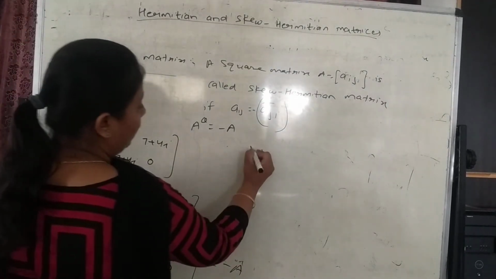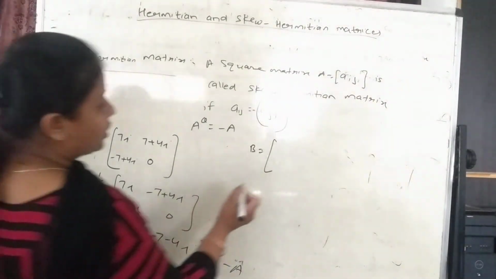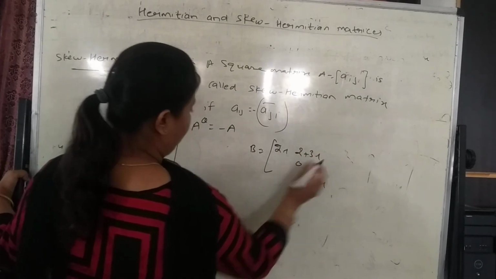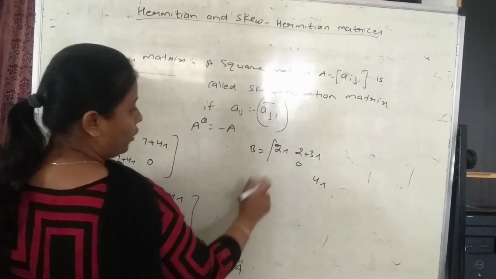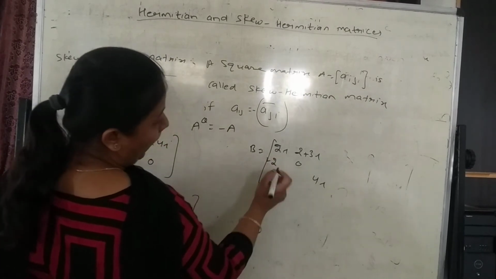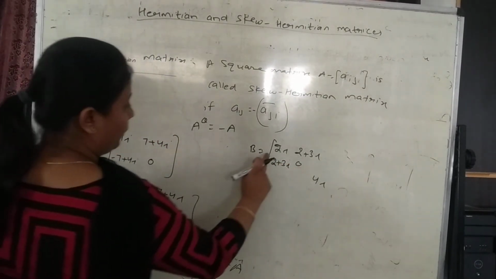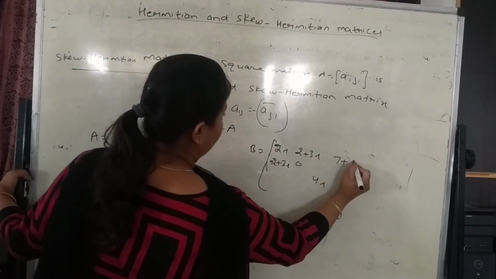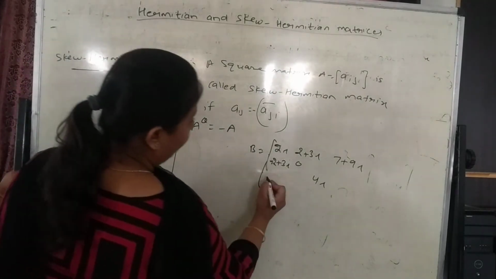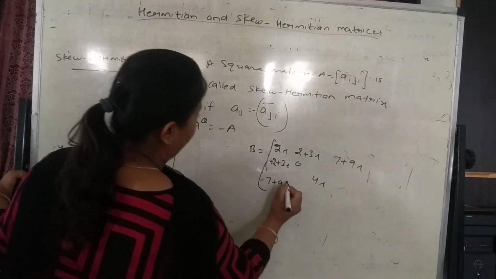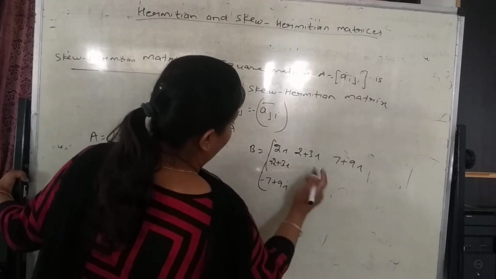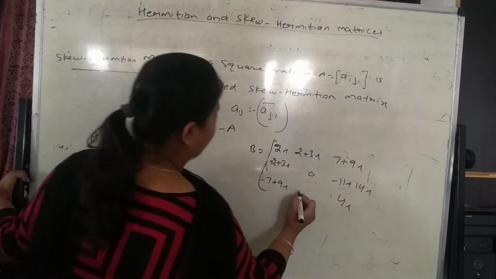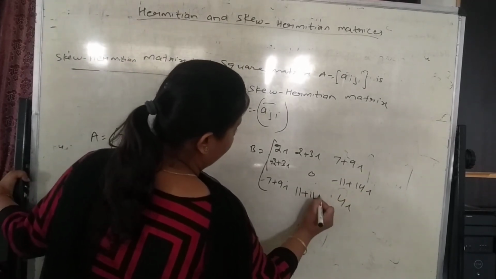Let us take another example, B. We will take a matrix of 3 cross 3 order. 2 iota, 0, 4 iota, 2 plus 3 iota. Here I have to take its conjugate and negative sign also. It will become minus 2 plus 3 iota. Seven plus 9 iota. Here it will be minus 7 plus 9 iota. Minus 11 plus 14 iota. It will become 11 plus 14 iota.